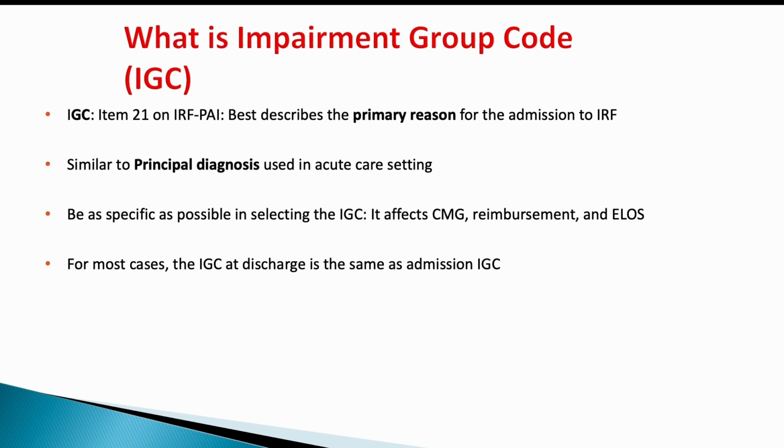What is Impairment Group Code, IGC? 1. IGC, Item 21 on the IRF-PAI, best describes the primary reason for the admission to IRF. 2. Similar to the principal diagnosis used in the acute care setting. 3. Be as specific as possible in selecting the IGC. It affects CMG, reimbursement, and ELOS. 4. For most cases, the IGC at discharge is the same as the admission IGC.